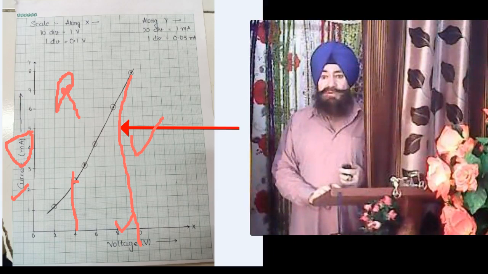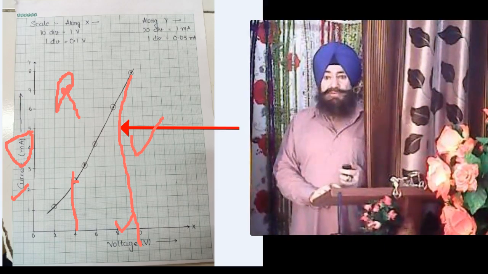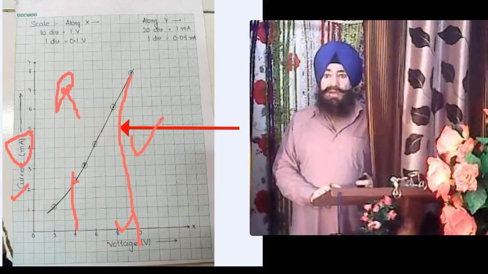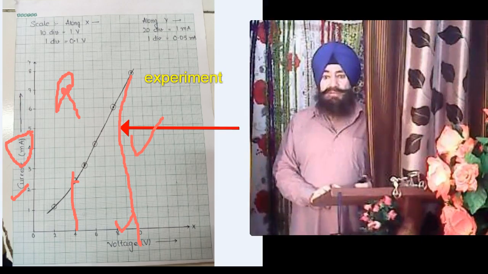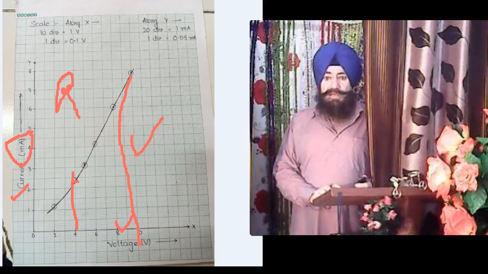Okay, before 4, the resistance is variable, but just crossing 4 to 6, it is more or less constant because it's a straight line. And temperature is constant throughout which is the room temperature. Temperature was constant. Graph is between voltage and current. Current in milliampere.